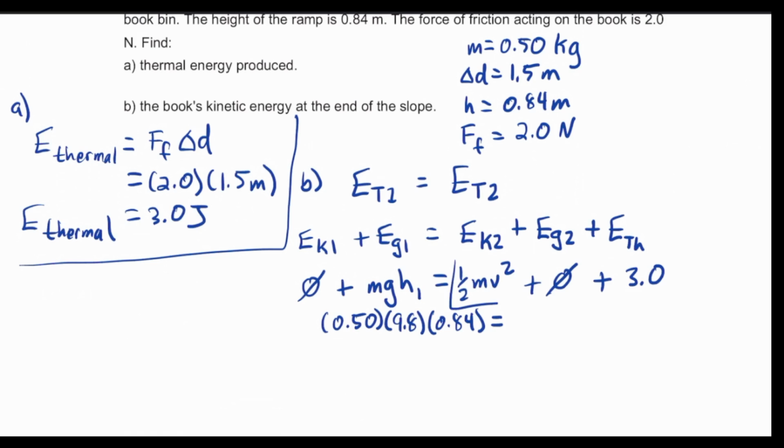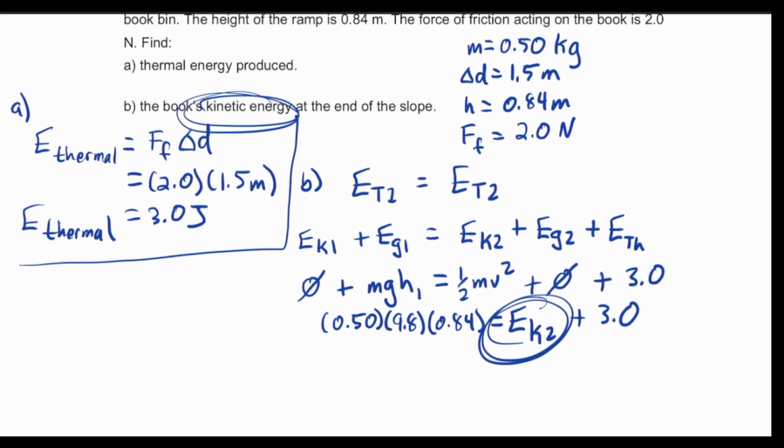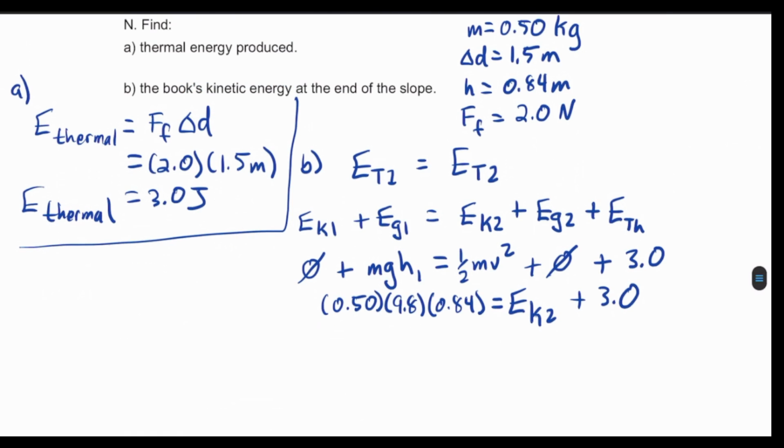So I wrote this to show the equation. We don't actually need it. I'm going to leave this as just our kinetic energy 2, and then we're going to add in our thermal energy. And remember, the question asked us to find the kinetic energy. Kinetic energy is the only variable I have left now. All I need to do is rearrange this equation and simplify, and I'm done.